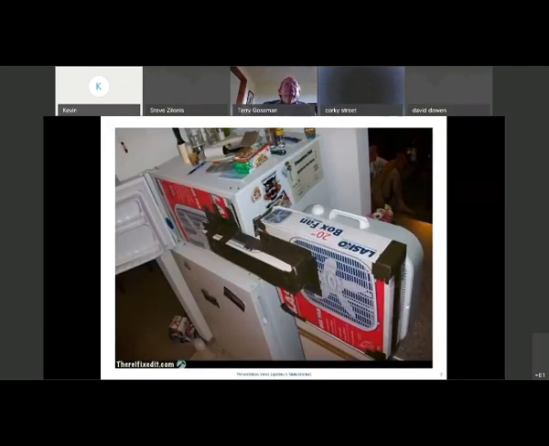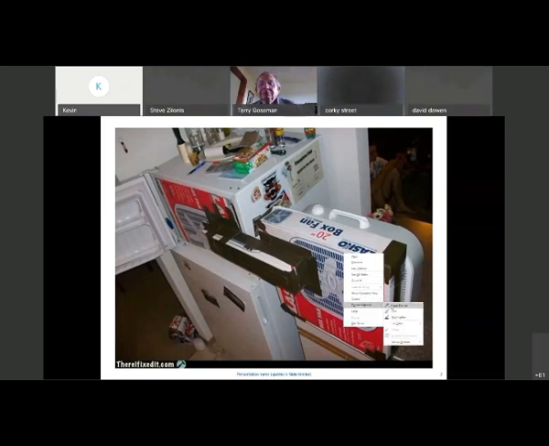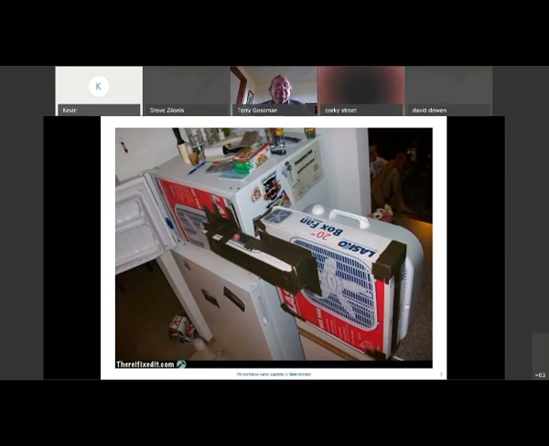I always show this picture just because I love this guy's duct work. It's great. Of course you can see him, he's up over here, sitting there in his underwear with the box fan blowing on him. But that's drawing the cold air out of your freezer and turning it into air conditioning for you.